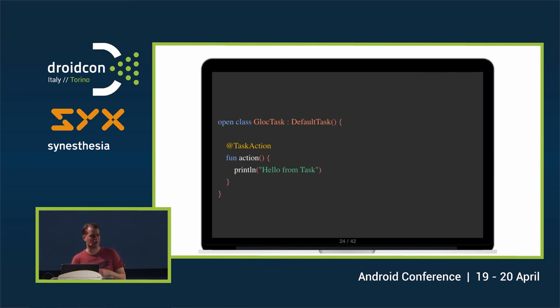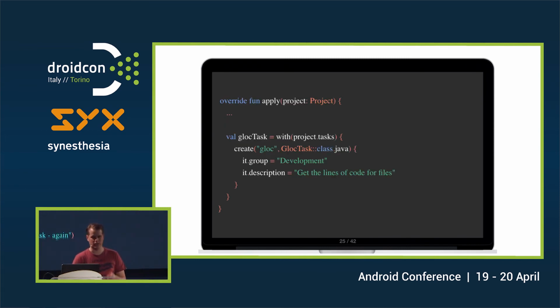To tell Gradle where the action is in that task, we just have to use the TaskAction annotation and put it on any method you like. This time it's a fun action, and the name is action, but you can name it whatever you want, like readLinesOfCode. You can even apply multiple methods with that annotation, and everything will run synchronously. So that's from the task side.